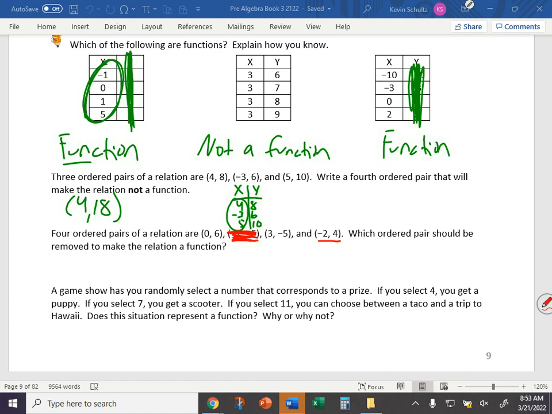Okay. You pick a number, you get a prize. A 4 gets you a puppy. A 7 gets you a scooter. And 11 gives you a choice. Does that represent a function?